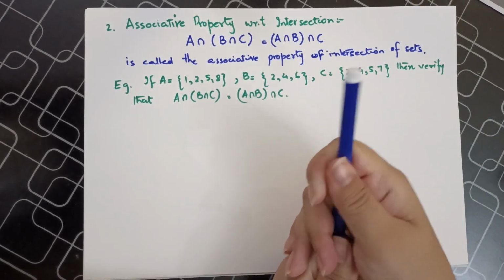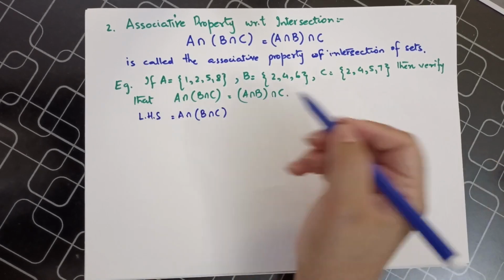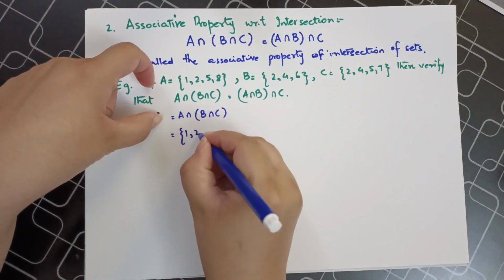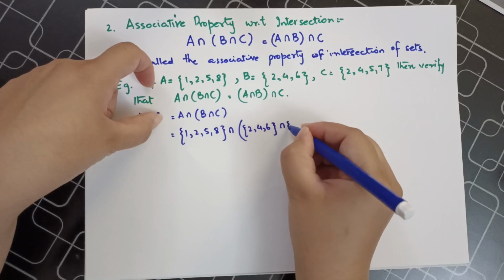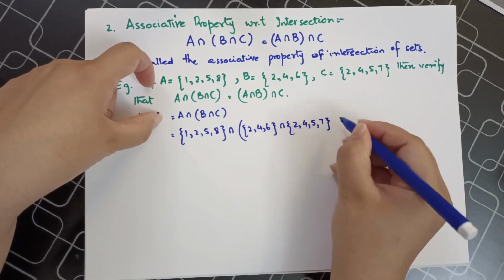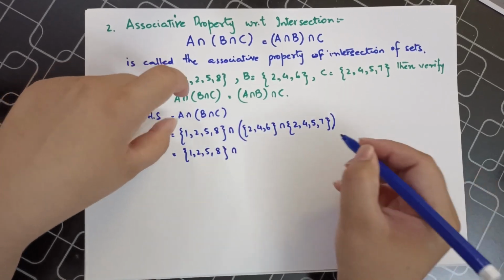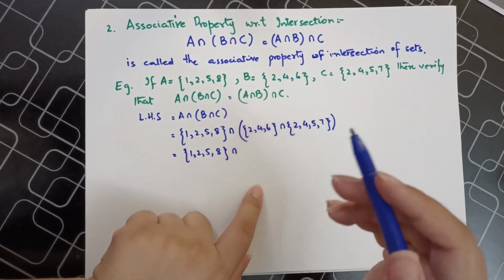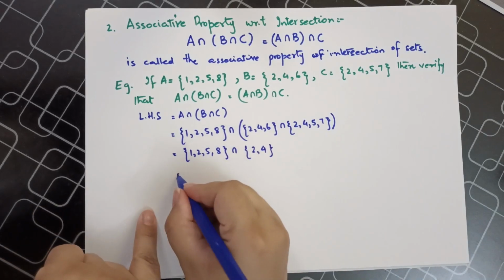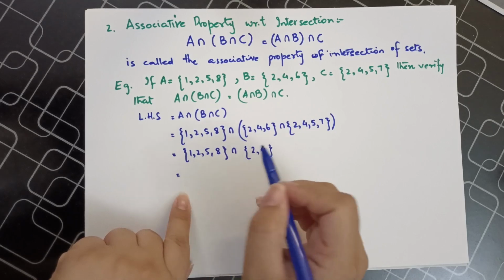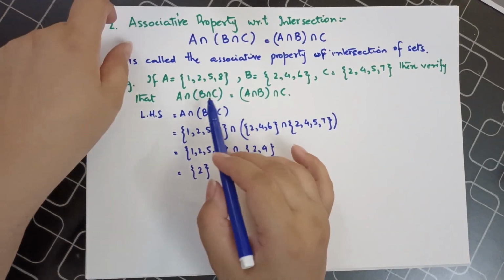Now, first of all, we're going to solve it for the left-hand side. So, the left-hand side is A intersection (B intersection C), right? So, first we're going to write A, {1, 2, 5, 8}, intersection, big bracket, {2, 4, 6} intersection {2, 4, 5, 7}, right? Now, we're going to see if there are any common elements between B intersection C. So, yes, you can see here that 2 is common, 4 is common. 6 is there? No. So, we're going to write it down. Now, see if there's any element common here. 1 is not there. 2 is there? Yes, 2 is there. 5 and 8? No. So, the answer for the common element between these three sets is just 2.